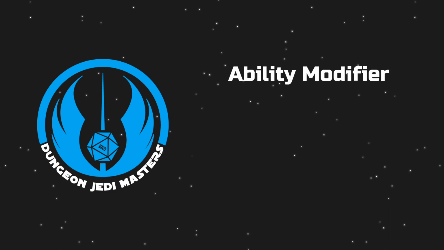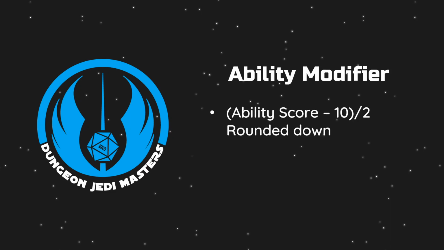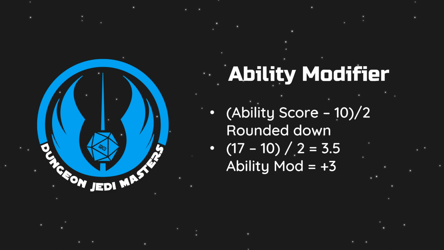There is a formula for this, and that is your ability score minus 10 divided by 2 rounded down. So I'll show you an example of how we figure this out. So let's say you have an ability score of 17. We're going to subtract 10 from that, and that's going to give us 7. Divide that by 2, and that's going to equal 3.5. Round it down, and our ability mod for this ability is plus 3.